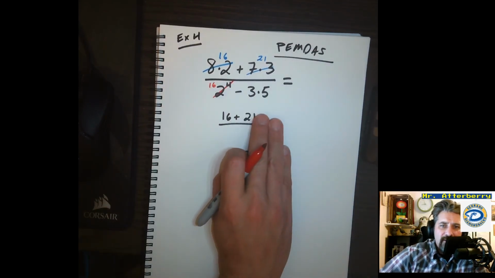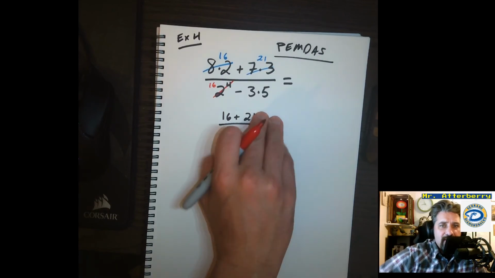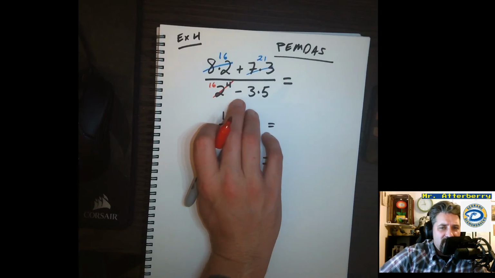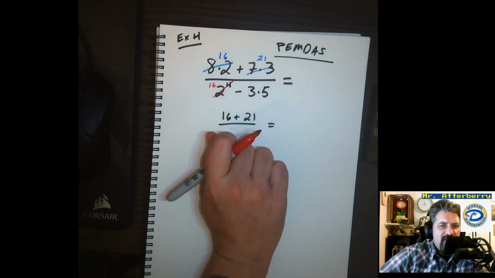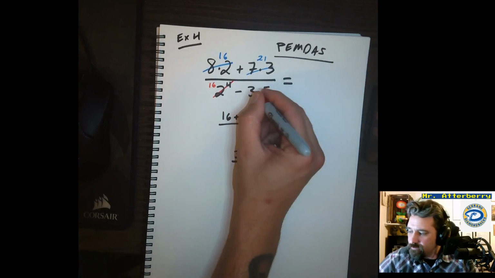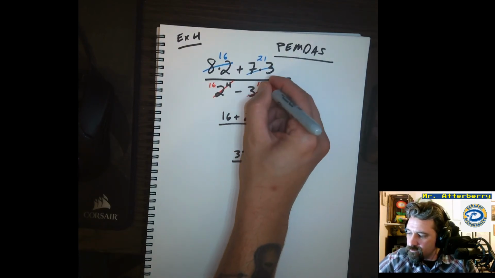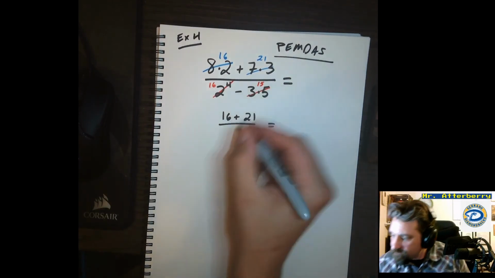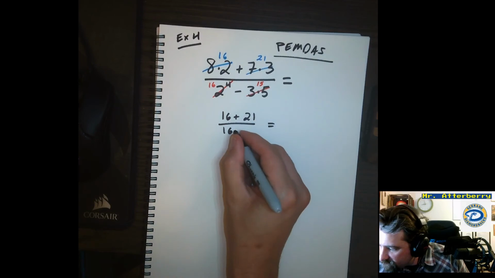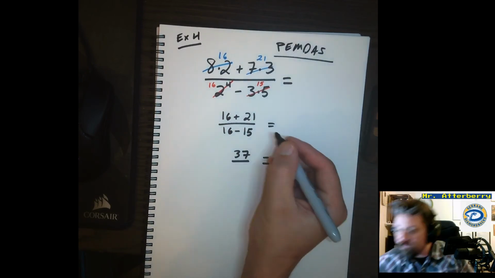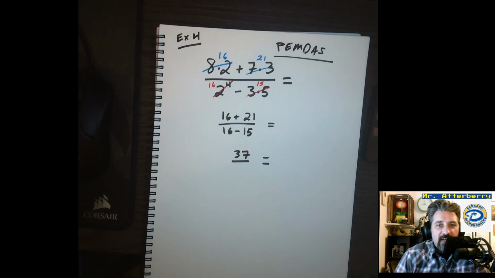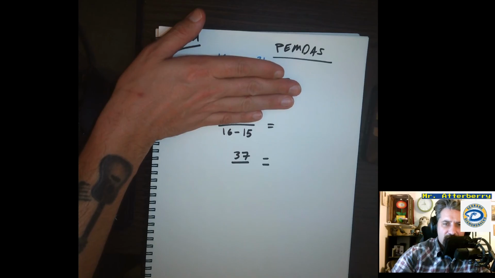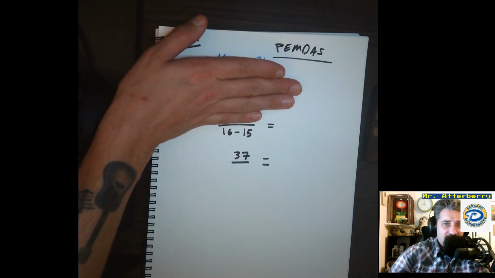Now over here, if you're getting the hang of this and you work a little bit faster, you might notice there's multiplication. I do multiplication before I do any sort of subtraction. So 3 times 5 I know equals 15. And now I'm going to rewrite it. I've already simplified that top part to be 37. I still have to do that bottom part, which says 16 minus 15, which is just going to equal 1.